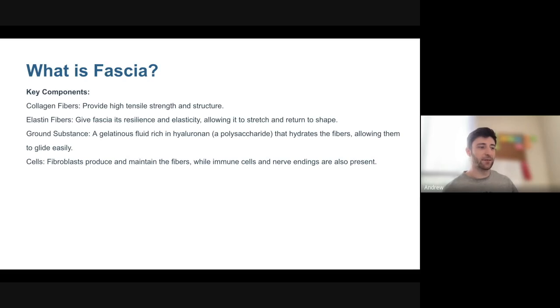Elastin fibers are the ones that give the fascia resilience and elasticity, allowing it to stretch and return back to shape. So a good balance and a good ratio of collagen and elastin is what healthy fascia needs in order to, again, accept that load, accept resistance, to get pulled, to get stretched, but then come back and return to its original length. Ground substance is the most interesting one, if you ask me.